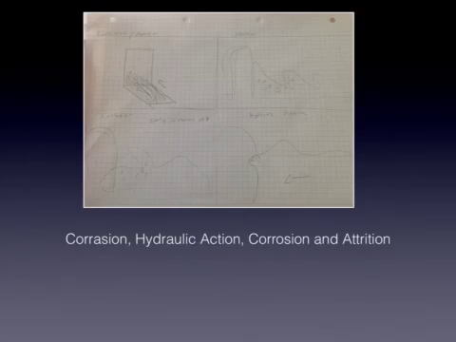Corrasion is basically when water is hitting the cliff and knocking off small pieces. Attrition is when the cliff is getting hit by small fragments from the sea. And corrosion is when water is slowly dissolving a cliff by hitting the cliff real hard. And hydraulic pressure is when water is going through the cliff.